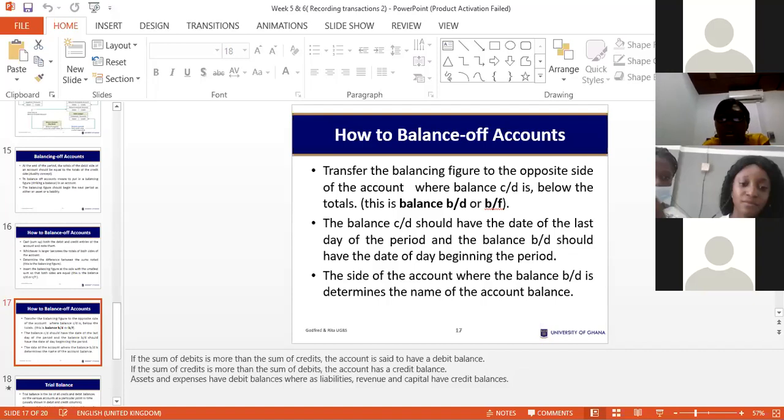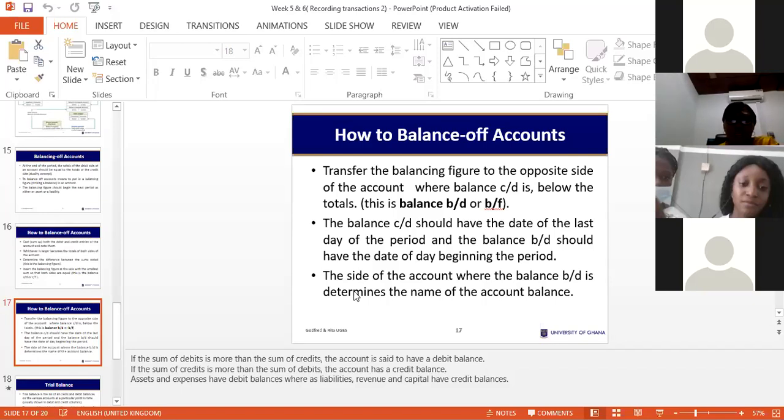So the balance BD should have the date of the last day of the period. So again, if we use the example we had on Tuesday, it was 1st September to 30th September. So if we had a balance, it would be balance carried down as at 30th September. When we get to October, the balance brought forward or brought down would have 1st October. So you recall that when we were opening the cash book, I brought the balances forward and I used the new date, for those of you who recall, okay?